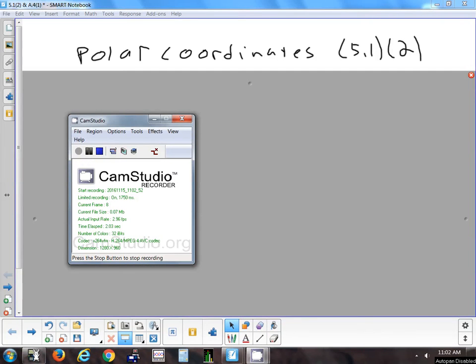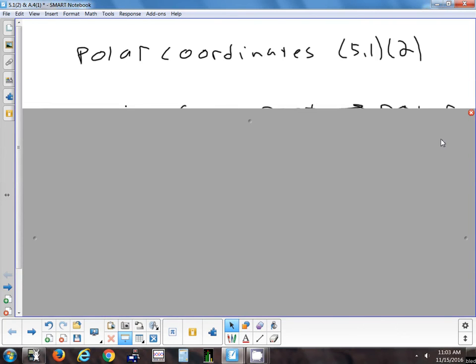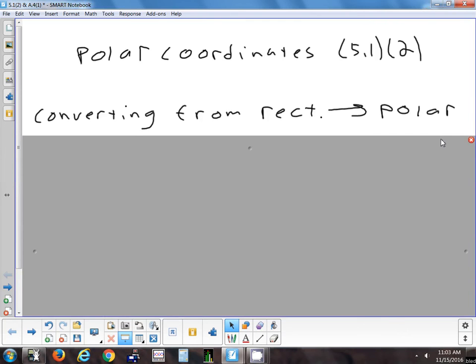All right, so today we'll continue looking at polar coordinates, and we'll finish up everything that we're going to do in section 5.1 pretty quickly. There's not that much left. Okay, the last thing that we really didn't do yet is how we convert the other way.